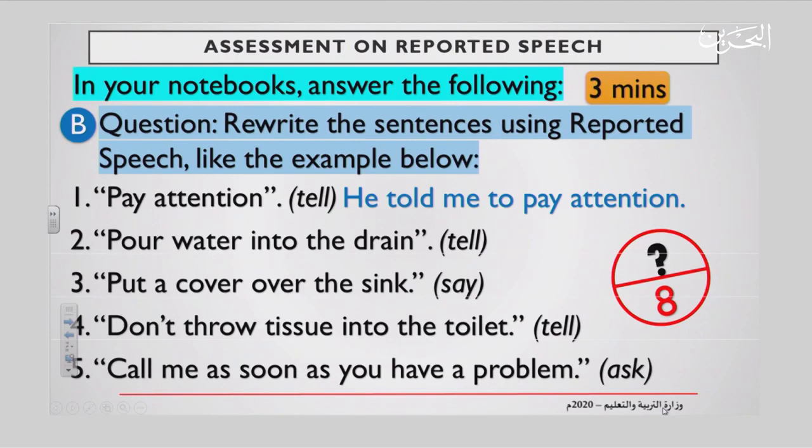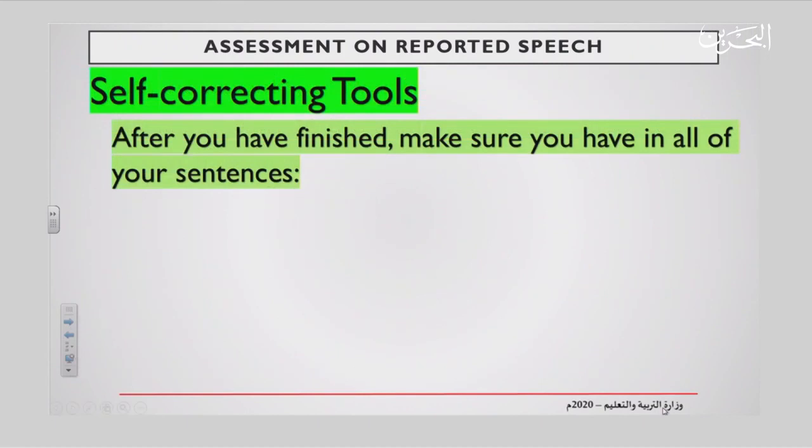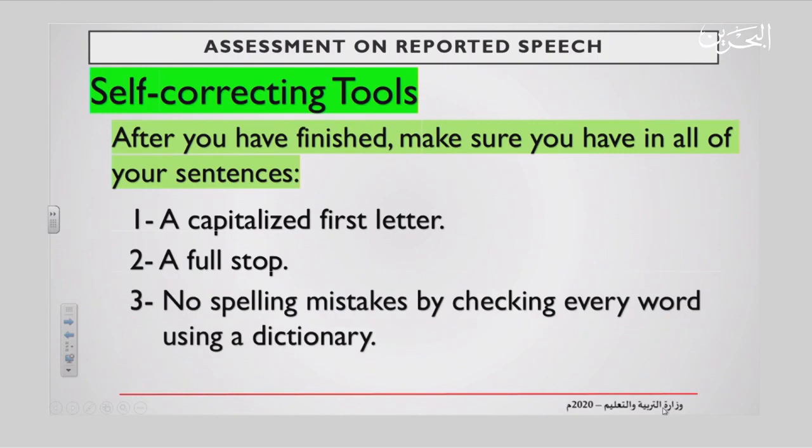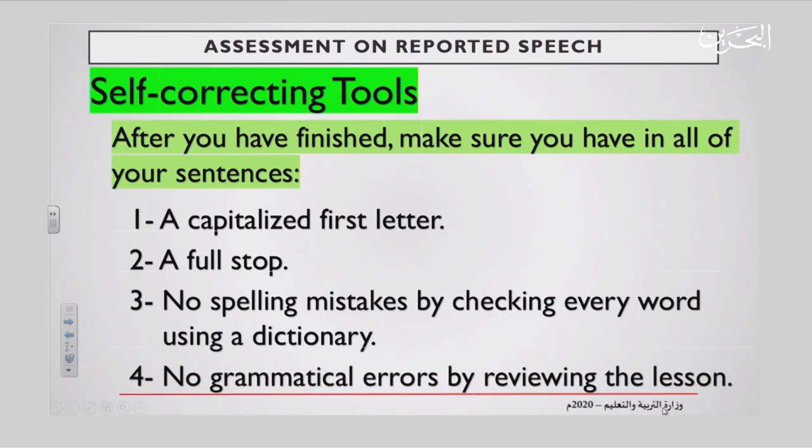All right, now let's check the answer. But before you do that, you have to use the self-correcting tools. After you have finished, make sure you have in all of your sentences the following. Number 1, a capitalized first letter. Number 2, a full stop. Number 3, no spelling mistakes, by checking every word using a dictionary. Number 4, no grammatical errors, by reviewing the lesson.